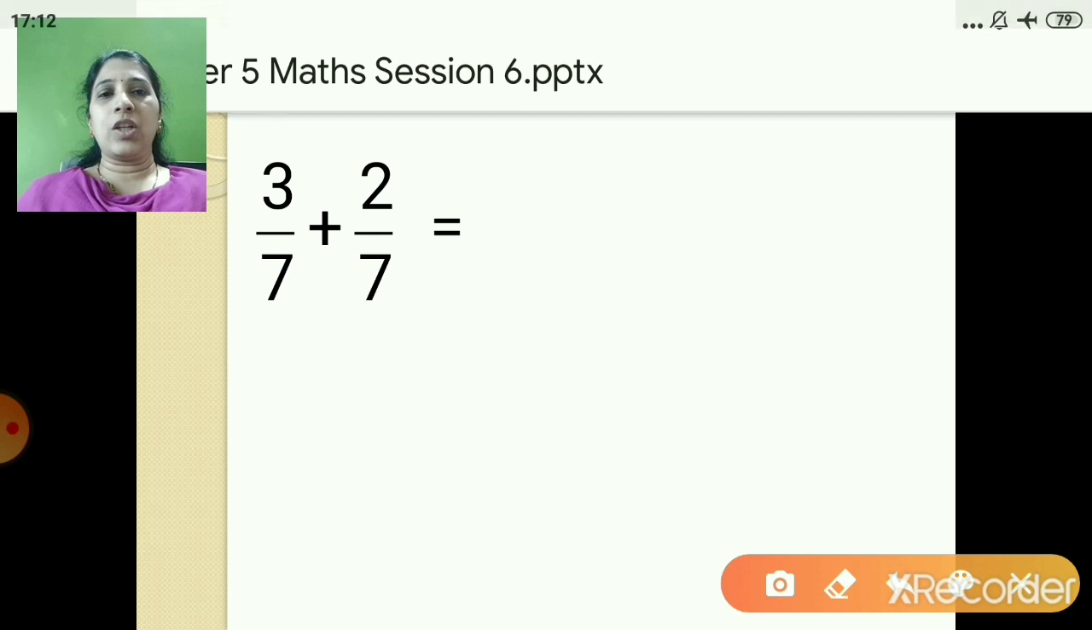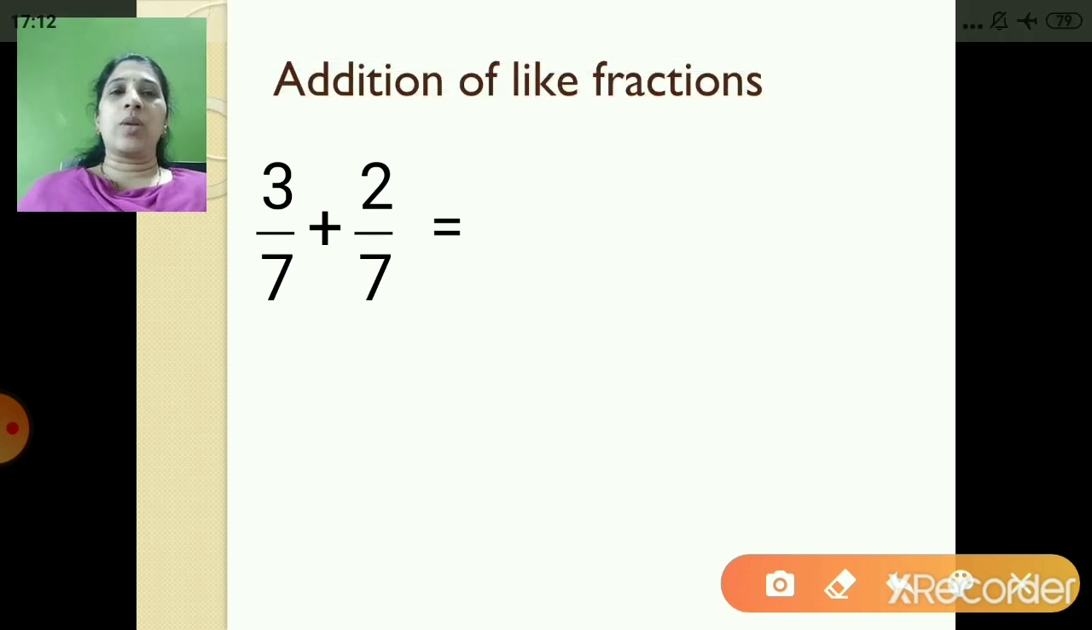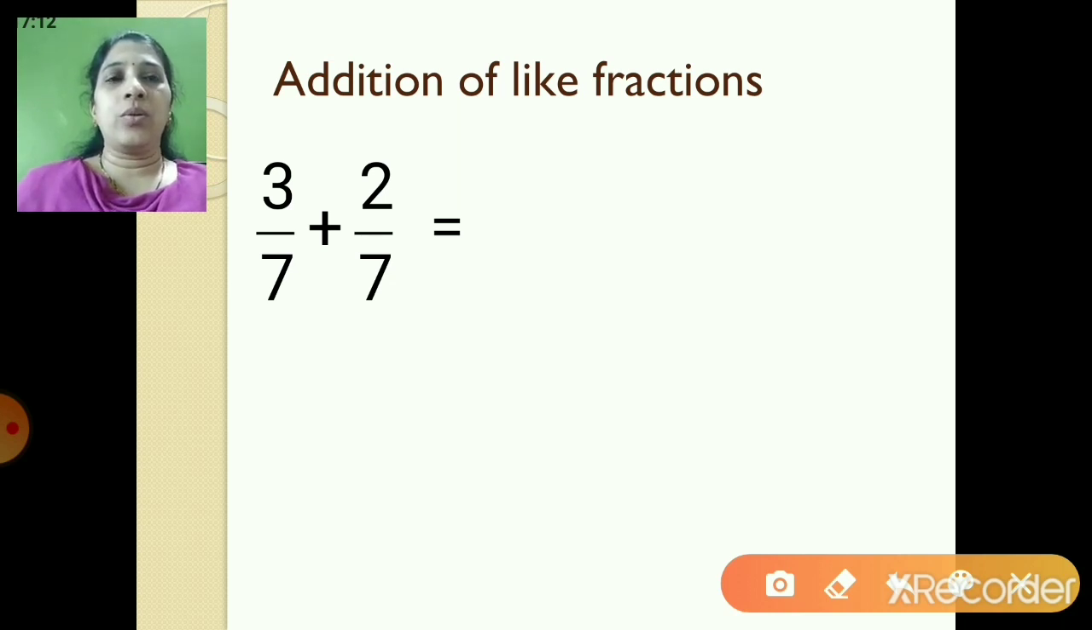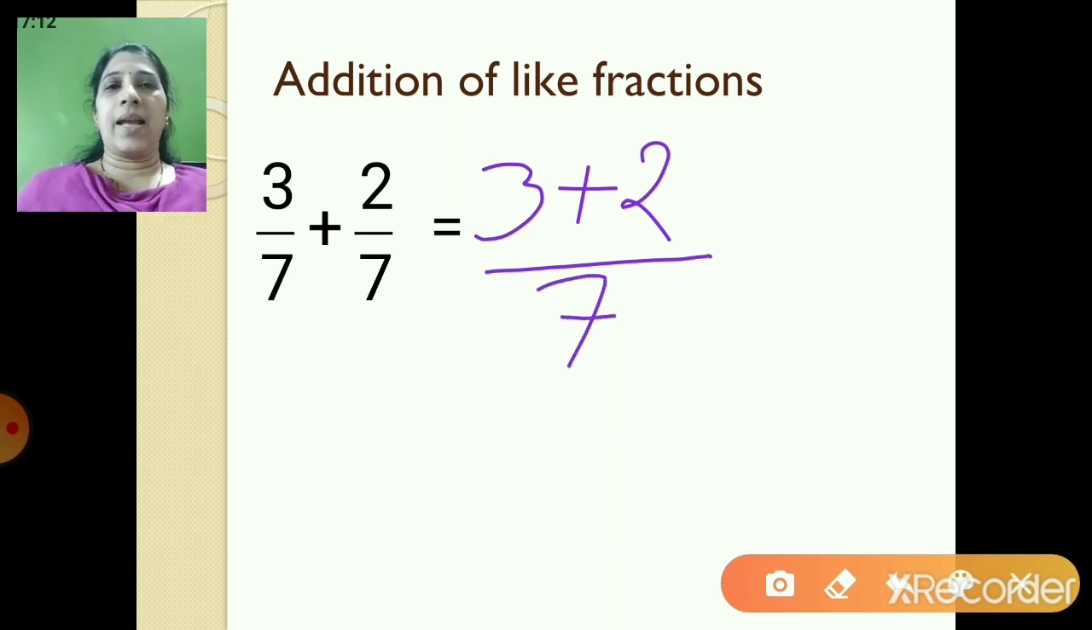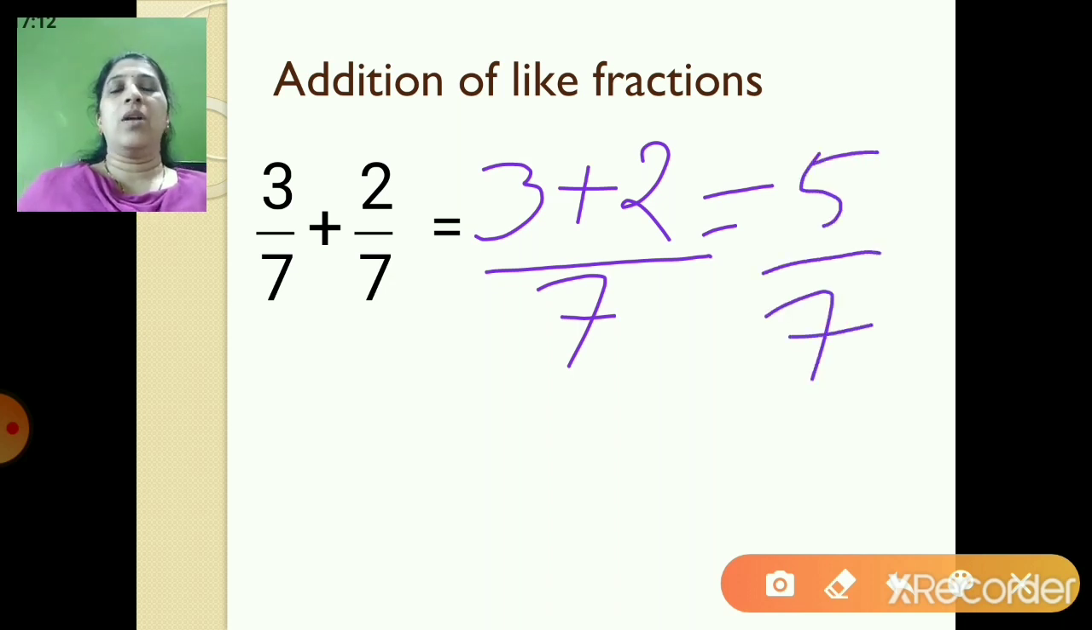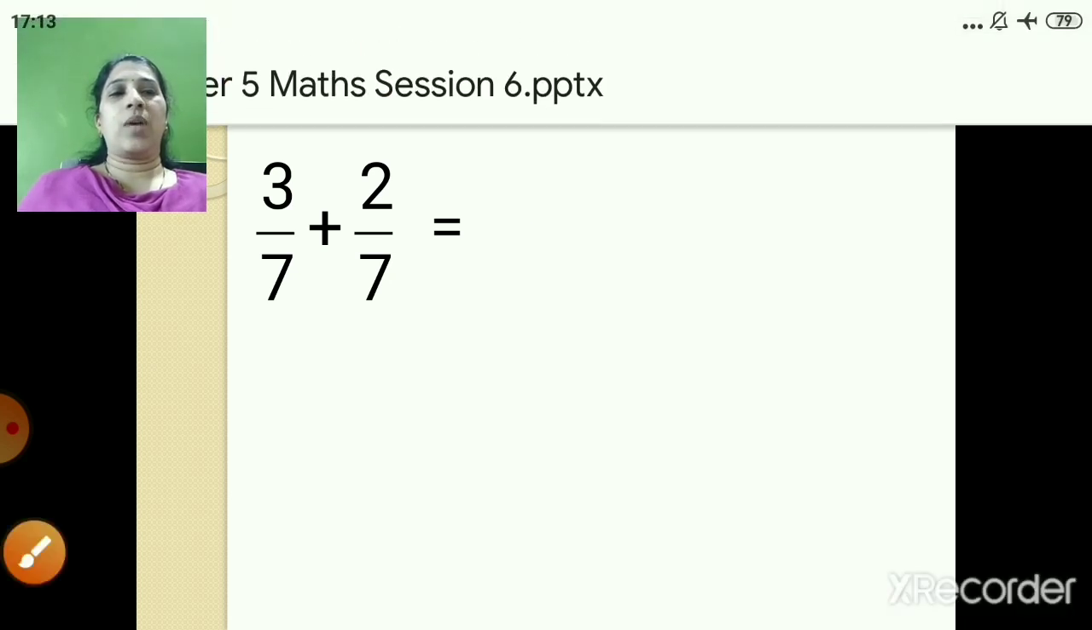So when the denominators are same, you can carry out the addition directly. So what you will do? You will write 3 plus 2 upon 7, right? So what is 3 plus 2? 3 plus 2 is 5 upon 7. So you got the answer. 3 upon 7 plus 2 upon 7 is equal to 5 upon 7. Let's move to another example.